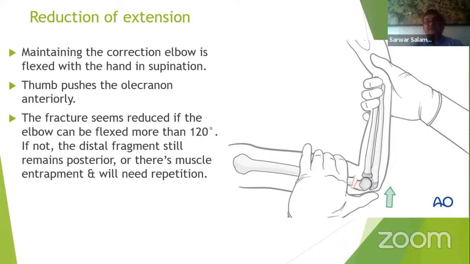If it is reduced, if the flexion is more than 120 degrees, it is taken that the fragments are reduced. If it is not, it could be in extension still, and we might have to repeat the total procedure. So once it is reduced, usually we keep the forearm in pronation.